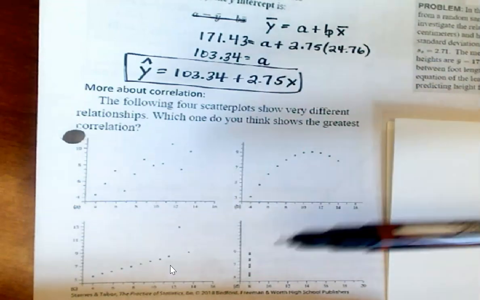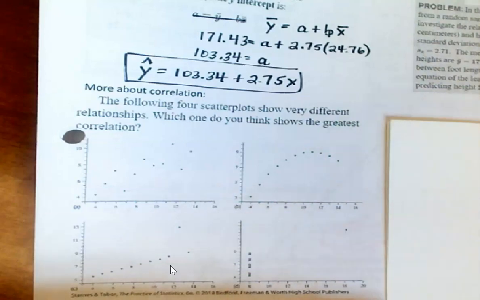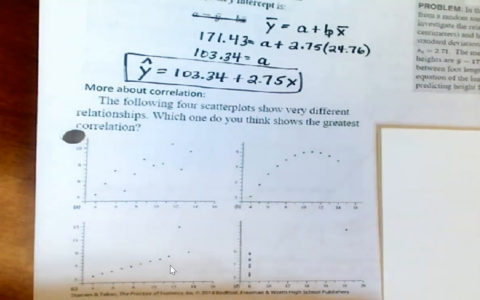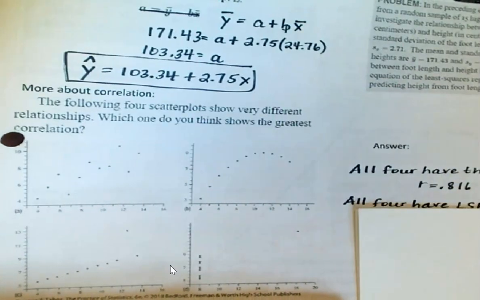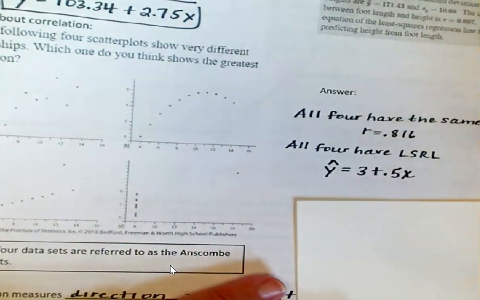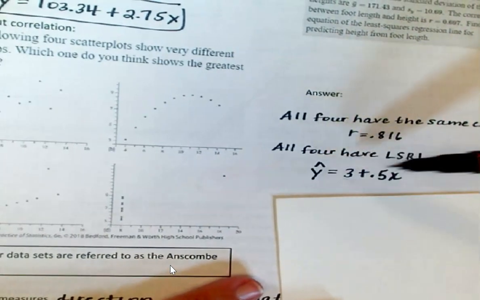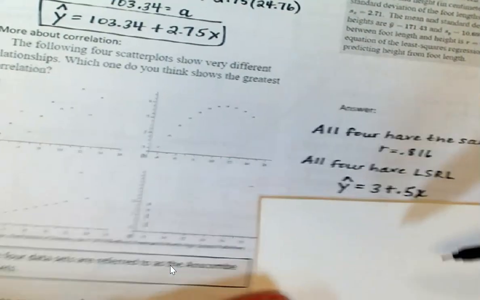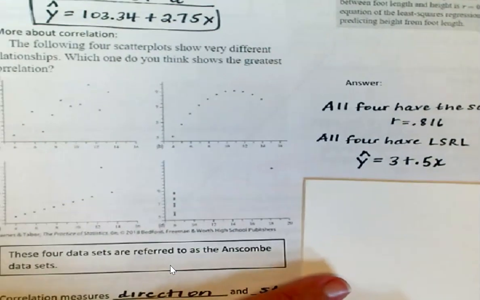I bet most of you might pick this one, graph C, okay? Well, let me give you some interesting information. All four have the same correlation, r equals 0.816. All four have the same least squares regression line: y hat equals 3 plus 0.5x. So when you look at that, I think you're probably a little shocked, okay?